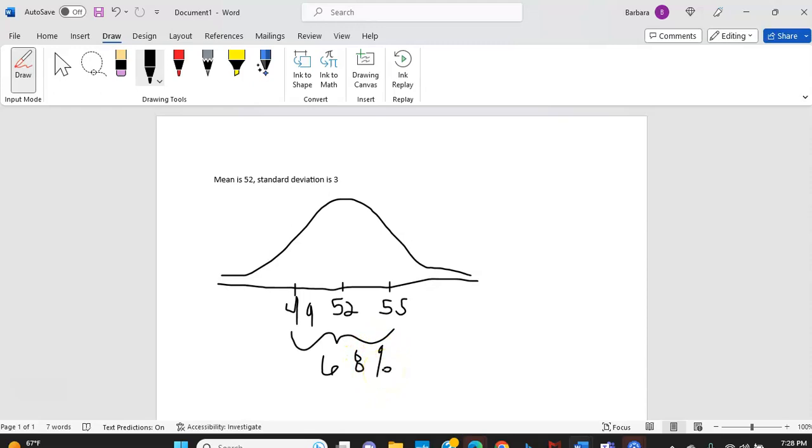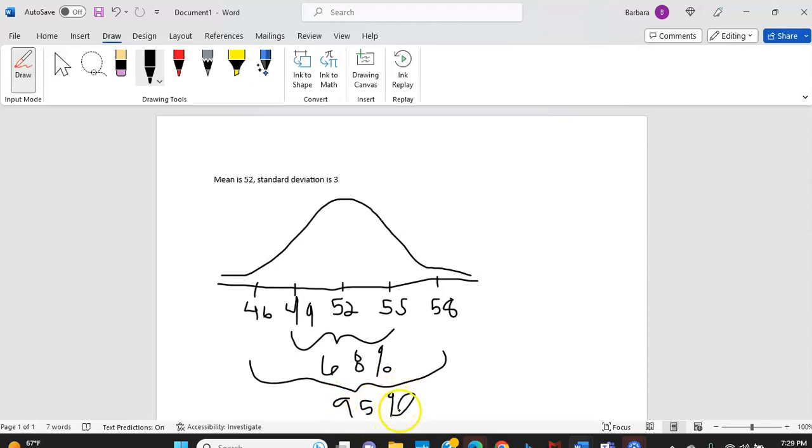Okay, now let's go two standard deviations away. If I subtract 3 again, that's going to put us at 46. And over here, if I add 3, it's going to put us at 58. And of course, our empirical rule says that 95% of the data lies between those two values. I'm sorry, she's being really noisy right now.